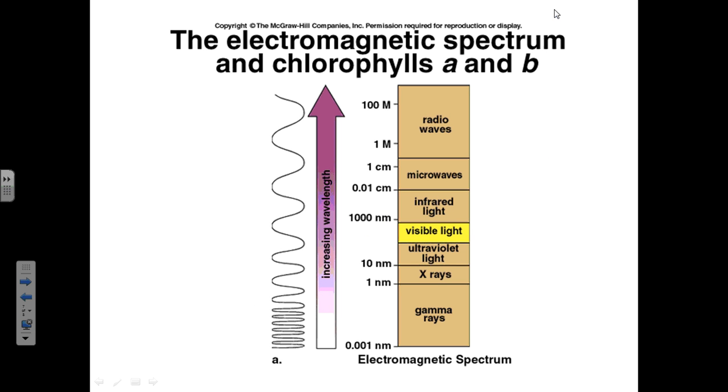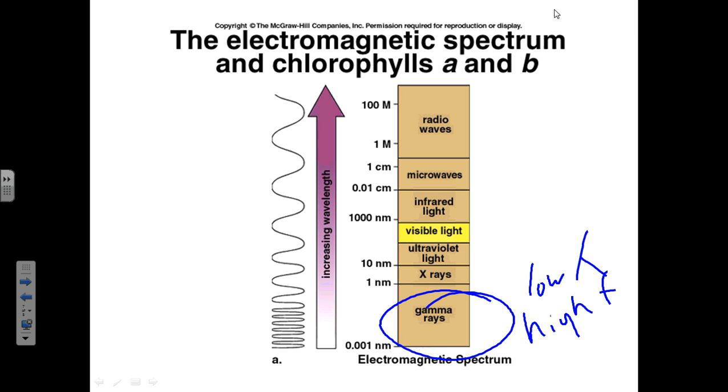All right, this diagram is the electromagnetic spectrum. These are different forms of light waves. Down here at the bottom, gamma rays. This diagram is showing you they have a very low what? Low wavelength, therefore a high frequency, and they also have a really huge amount of energy. Gamma rays are dangerous, right?